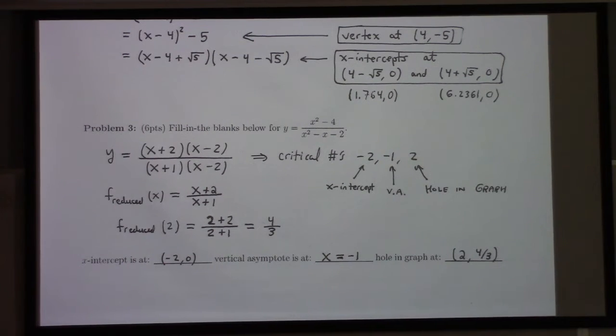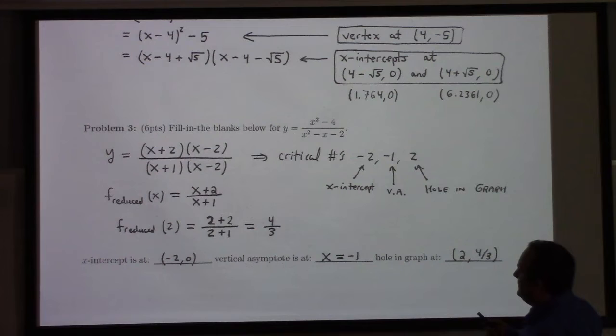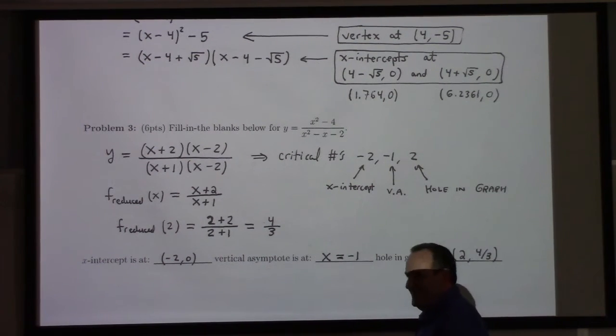Anyway, so the next one here, we've got x squared minus 4.